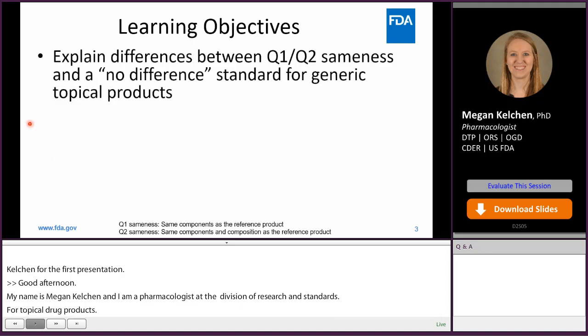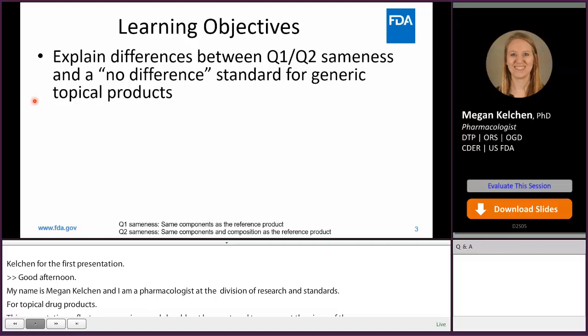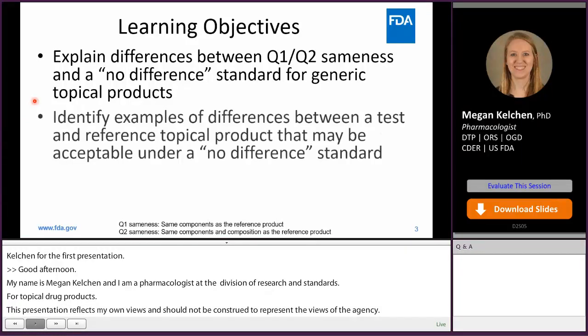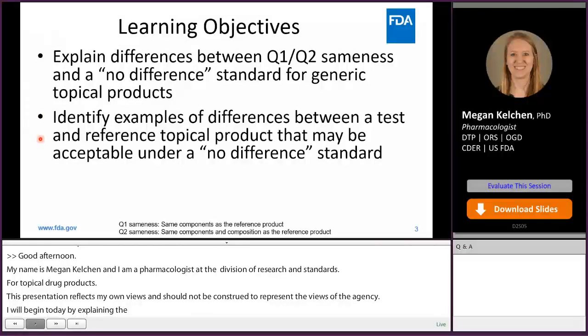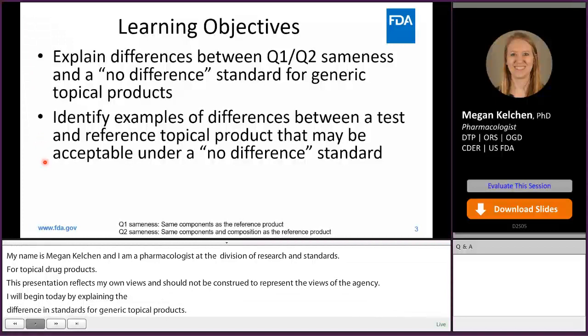So I'll begin today by explaining the differences between Q1, Q2 sameness and a no difference standard for generic topical products. And then I would like to discuss some examples of differences between a test and reference topical product that may be acceptable under a no difference standard and would therefore qualify for a characterization-based approach.